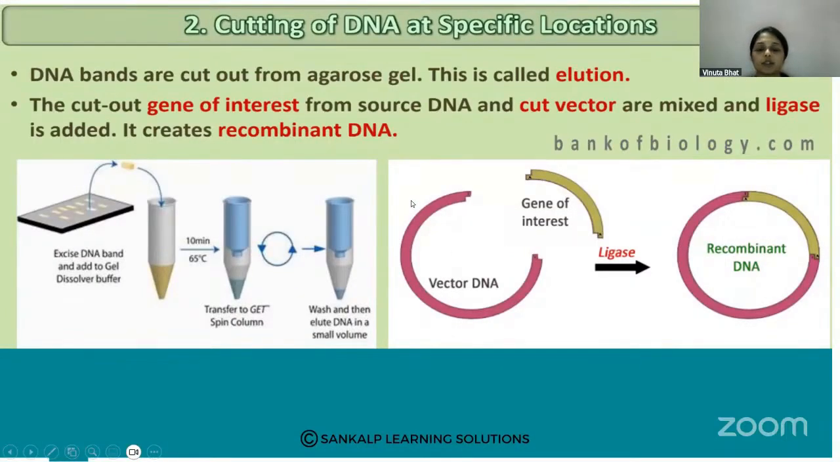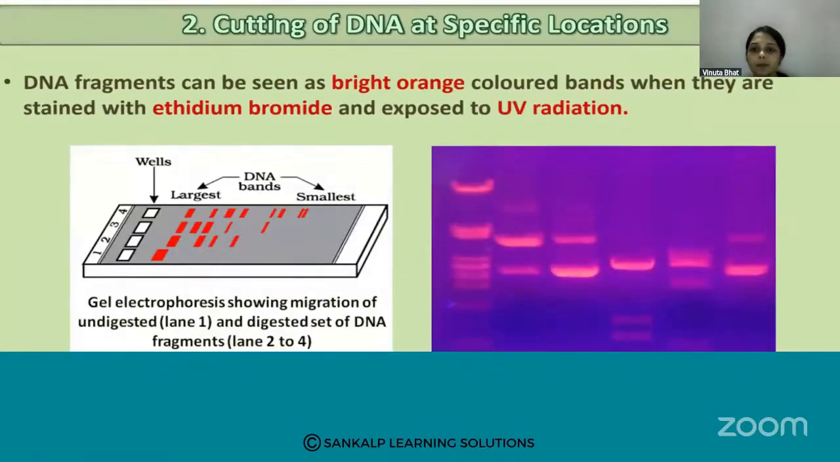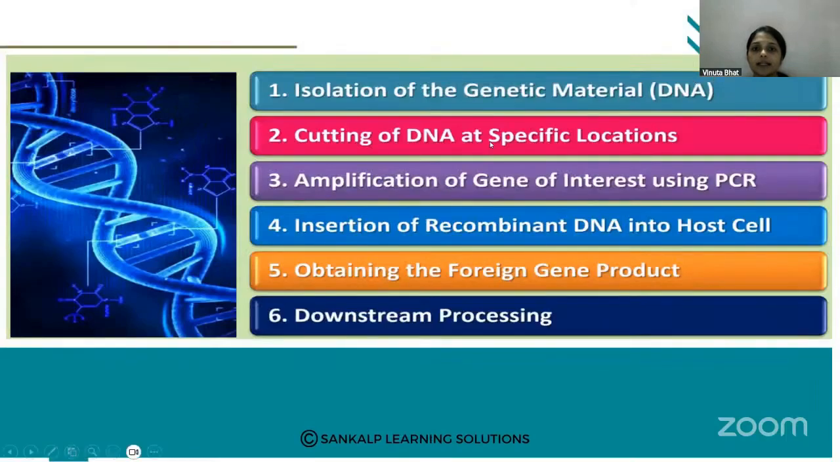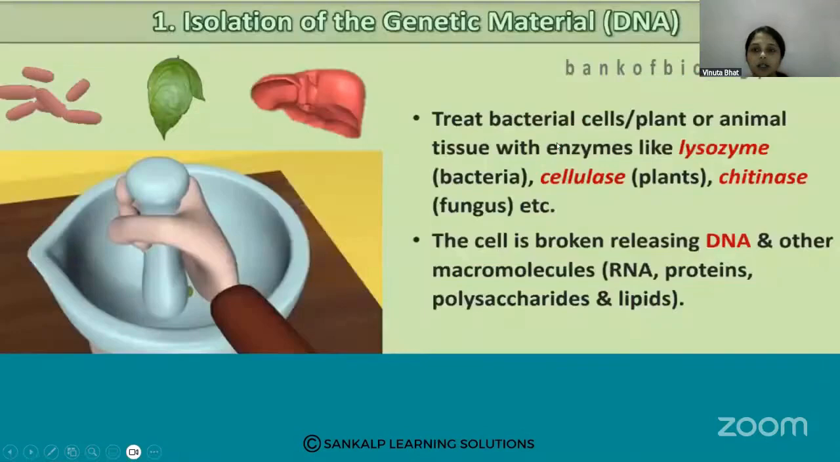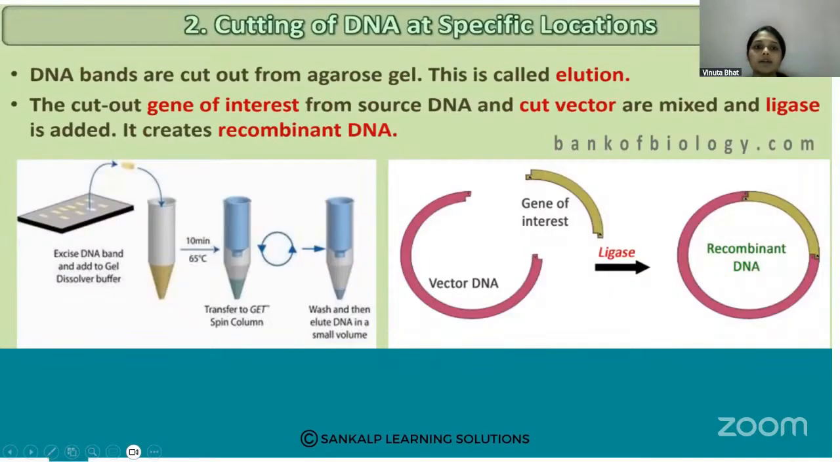This is the first step, the isolation of the DNA, and the second step, cutting the DNA at specific locations, is also completed. Then the third step: the DNA bands are cut out from the agarose gel. This is called elution. The cutout gene of interest from the source DNA and the cut vector are mixed and ligase is added. It creates the recombinant DNA.